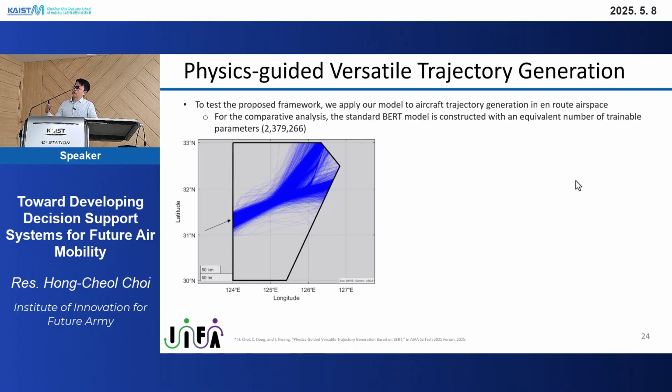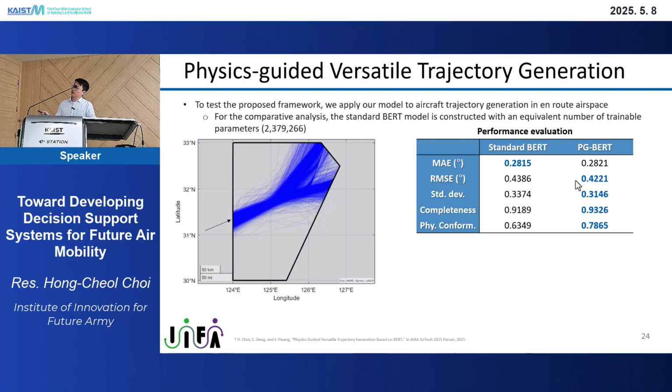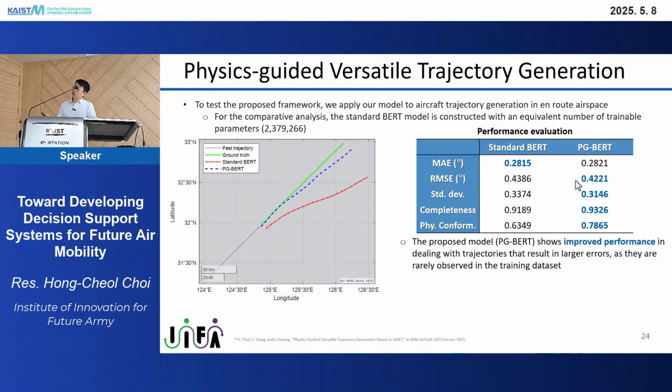In order to evaluate this work, I set up an experiment, and I compare the standard BERT with the physics guided BERT, and both have the same number of trainable parameters. And here is the data set in some en-route sectors. And here is the evaluation. In terms of mean absolute errors, the performance is somewhat comparable. But in terms of root mean square errors and standard deviations, the physics guided BERT shows better performance, thanks to the physics guidance, since it has some physics information.